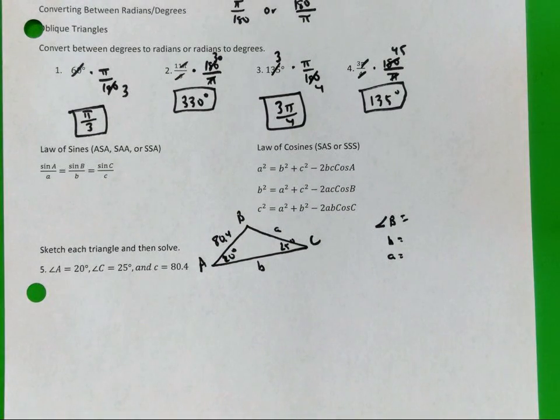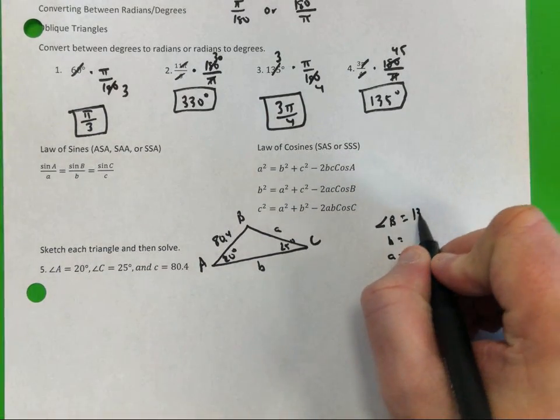Which one could you find easy and quick? Angle. By adding them up and subtracting from what? 180. 20 plus 25 is 45, minus 180, and that's 135.